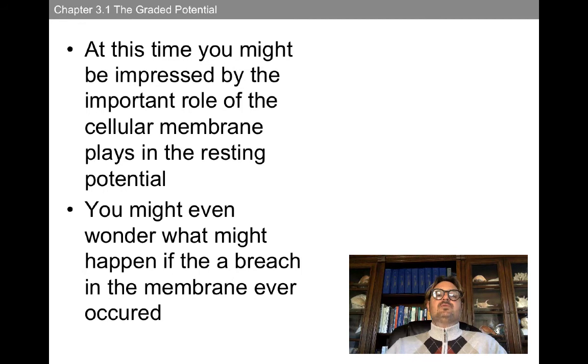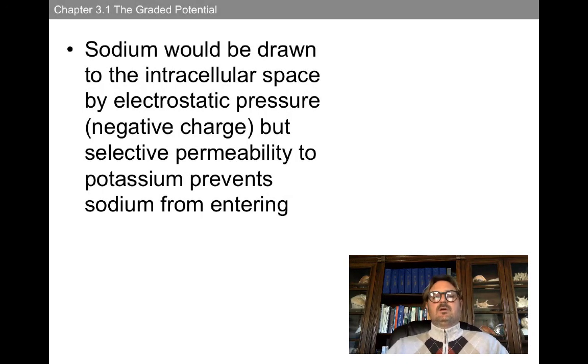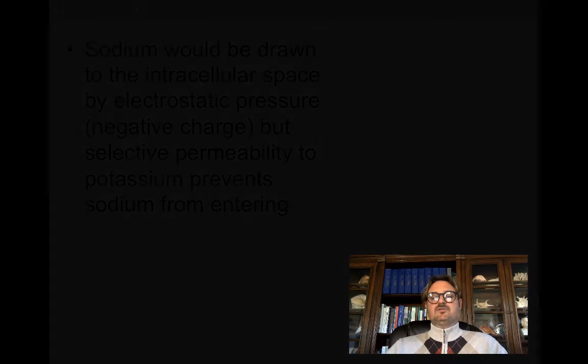At this time, you might be impressed by the important role of the cellular membrane that it plays in the resting potential. You might even wonder what might happen if a breach in the membrane ever occurred. What if we made a hole in the cellular membrane? What would the consequences be? Well, you probably are wondering whether sodium would be drawn into the intracellular space because of the negative electrostatic pressure. But selective permeability to potassium prevents sodium from entering.